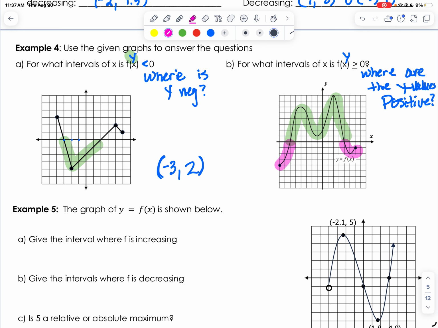So I'm going to list my x values here. 1, 2, 3, 4, 5, 6. Negative 6. 2, 1, 2, 3, 4. Now this time I used brackets because of this equal sign, because it did include where the function equals 0.